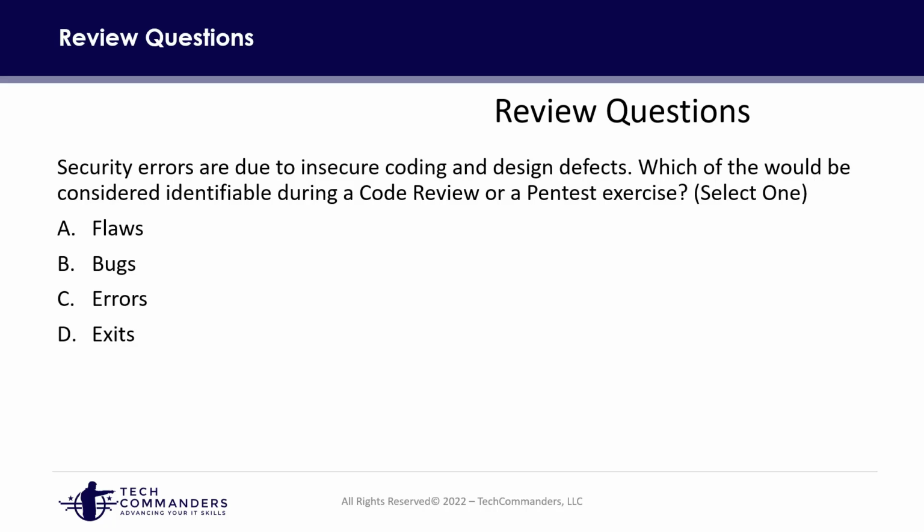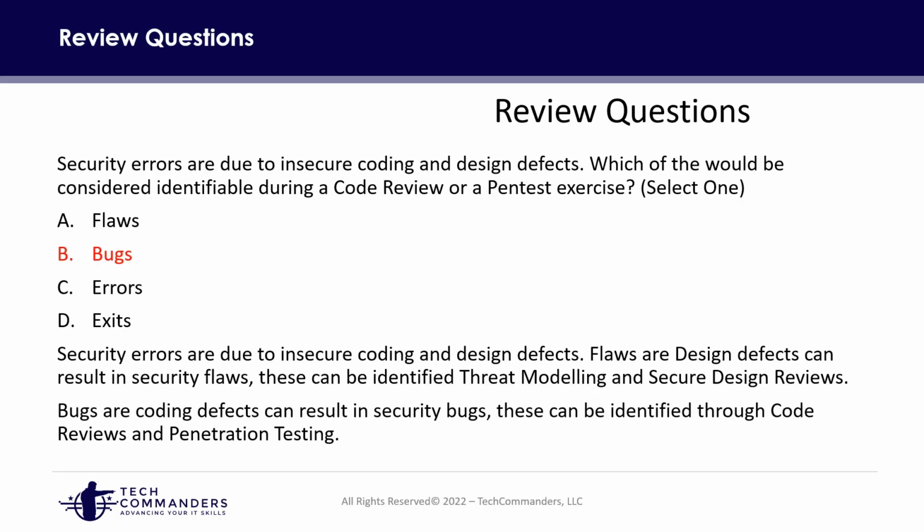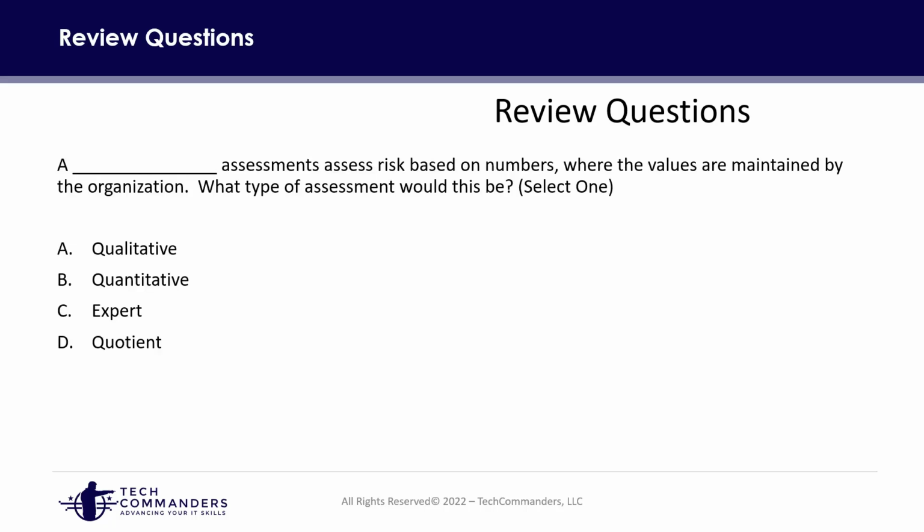Security errors are due to insecure coding and design defects. Which of the following would be considered identifiable during a code review or pen test exercise? So if we're performing a code review or a pen test, we would probably be looking at bugs. So these are defects that can be identified typically in a code review and a pen test.